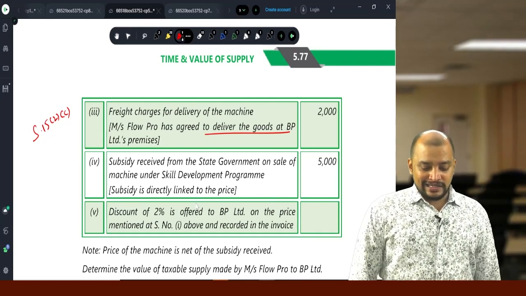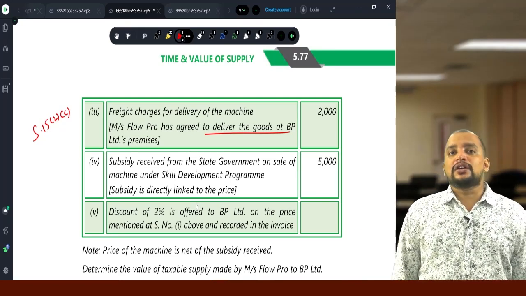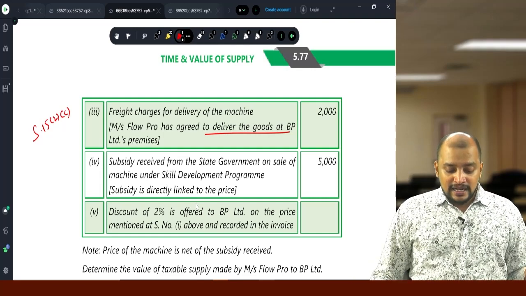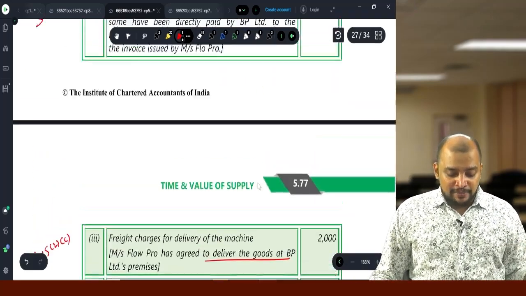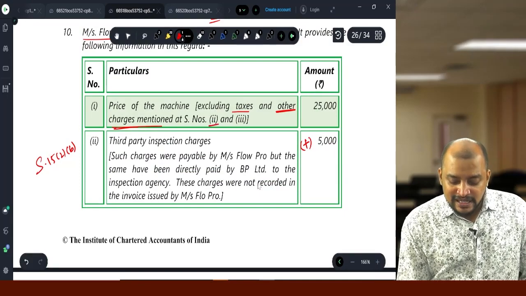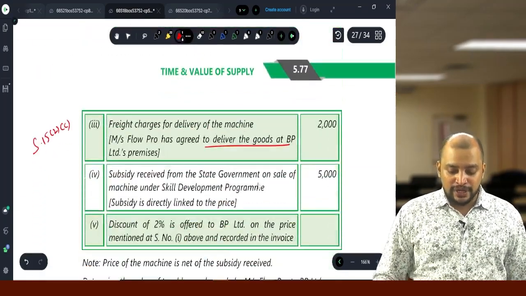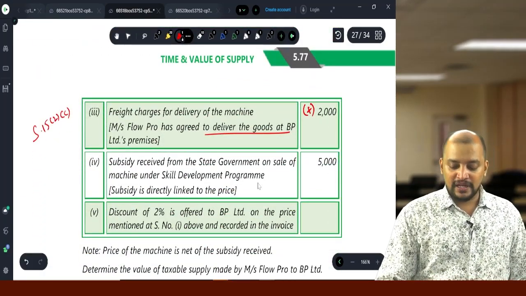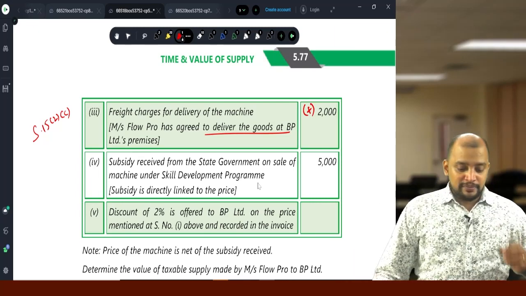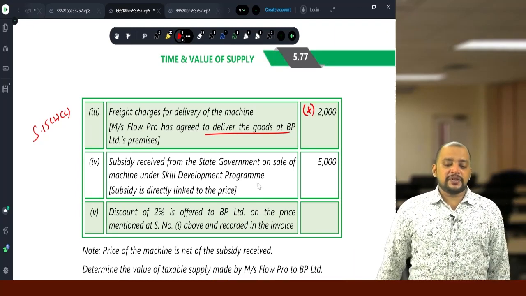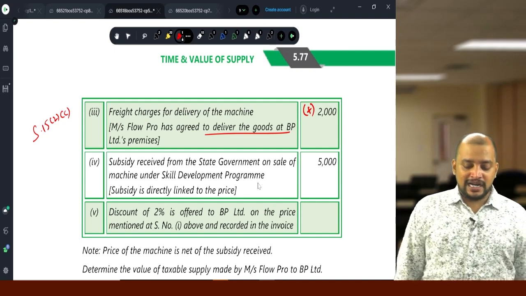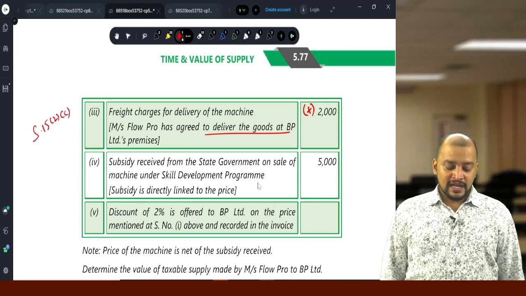So in this case, this 2000 rupees is to be included in the value. And so what happened in the given price? In the given price it is excluded, 2 and 3 it is excluded, so we need to add. Then point number 4, subsidy received from the state government on sale of machine under skill development program.